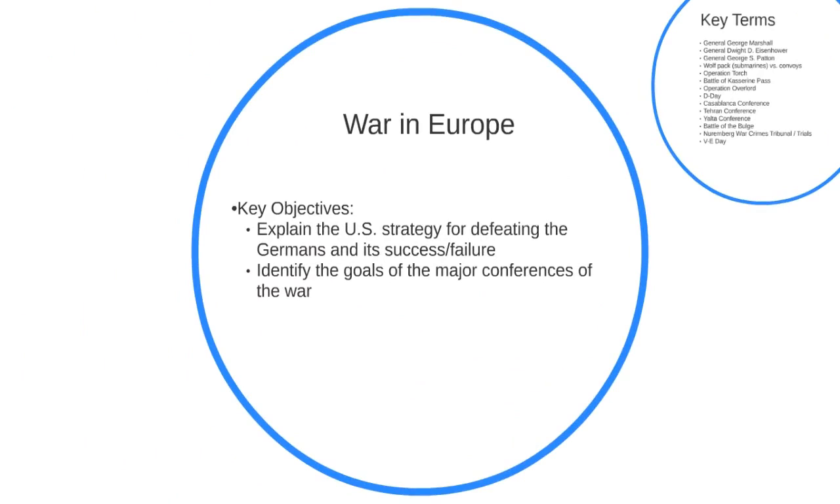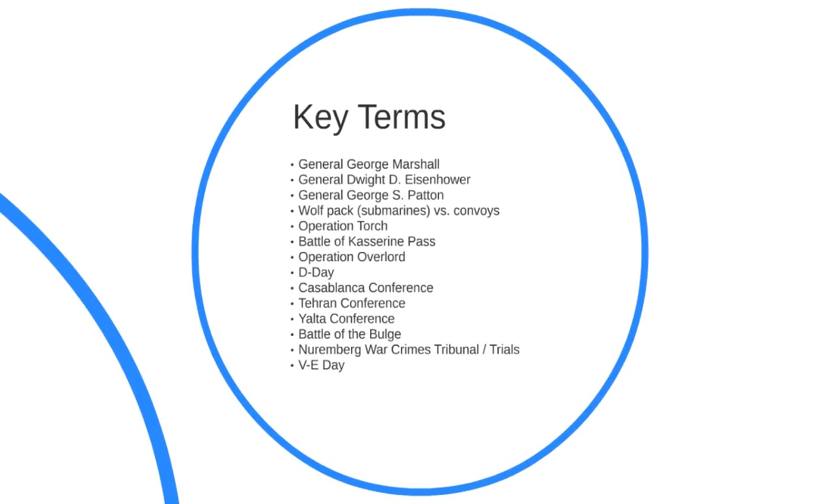When we talked about the war in Europe, really we're looking at the strategies for the success in defeating the Germans in Europe. I also mentioned a couple of conferences that took place that addressed the strategies. The key terms here, there are some generals that we want to look at. Marshall, Eisenhower, and Patton were three American generals here.